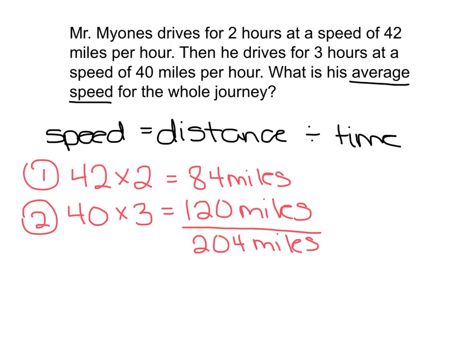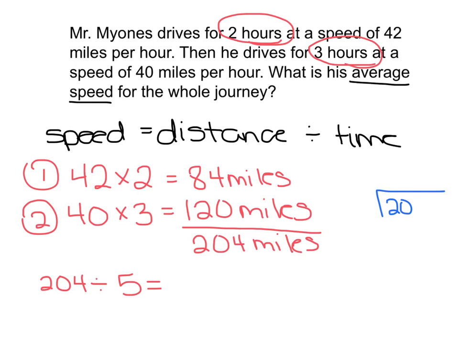So we'll take our total distance and divide it by our total time, which was 2 hours in the first part of his journey, 3 hours in the second part. So he drove a total of 5 hours. So our division on the side over here, 204 divided by 5.